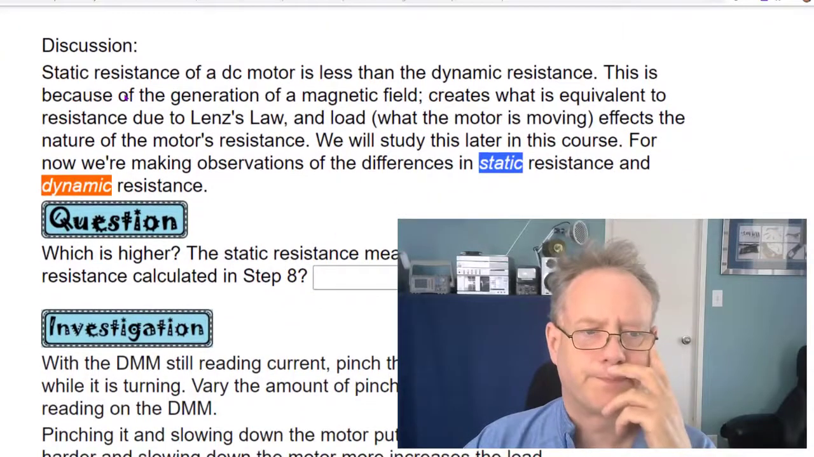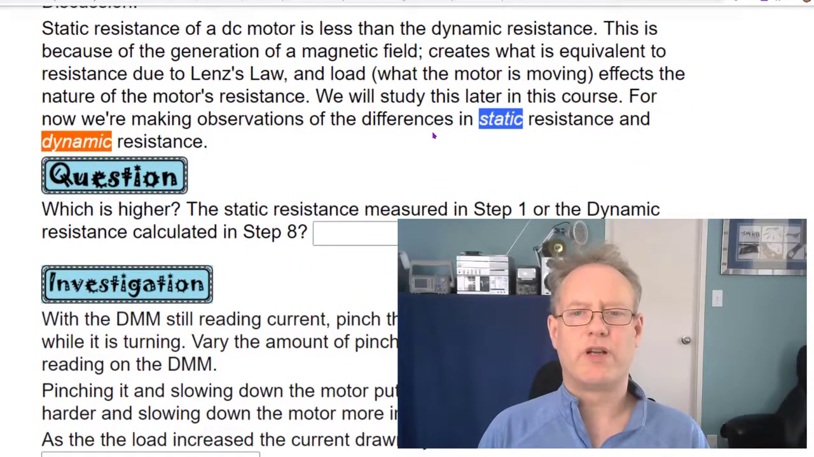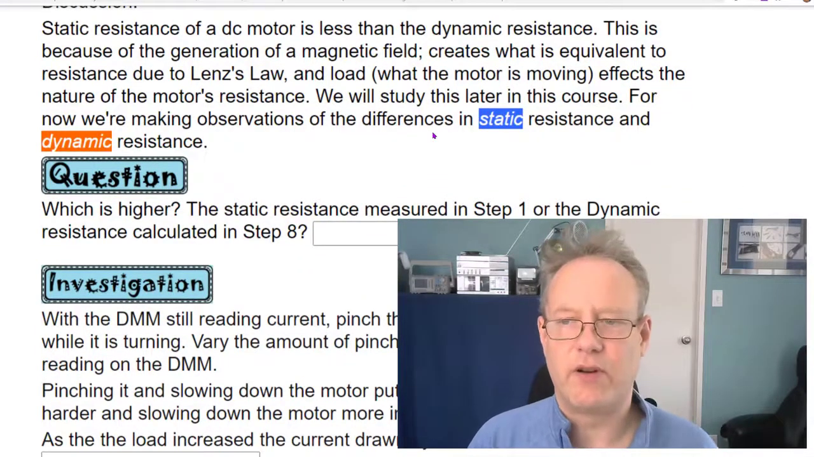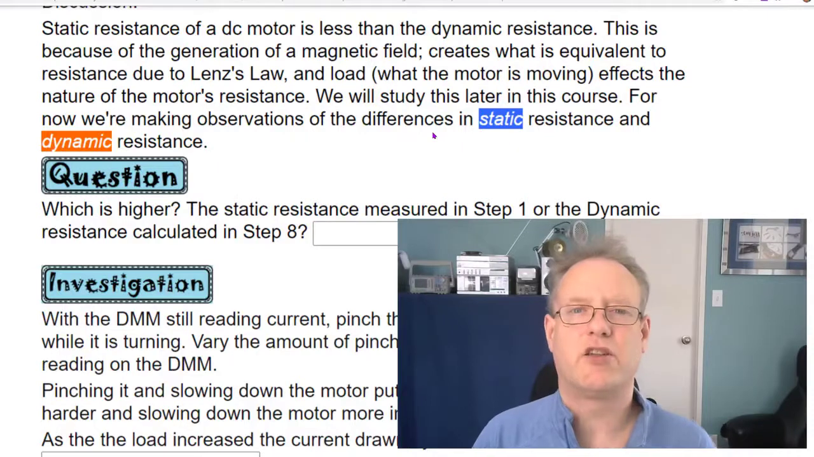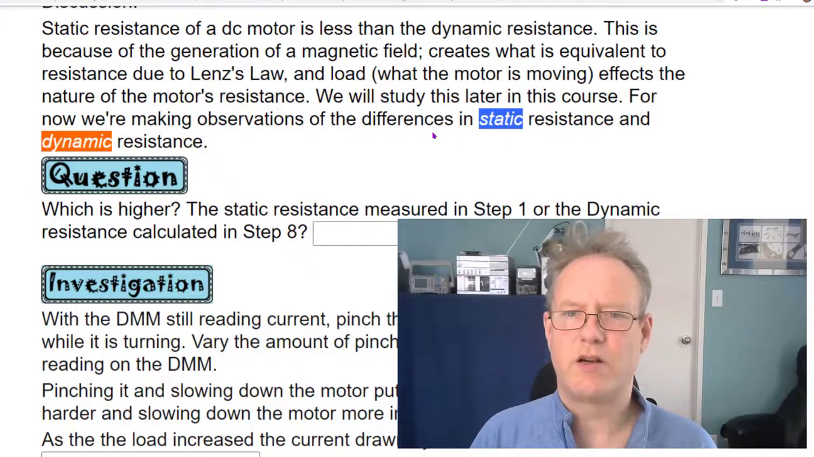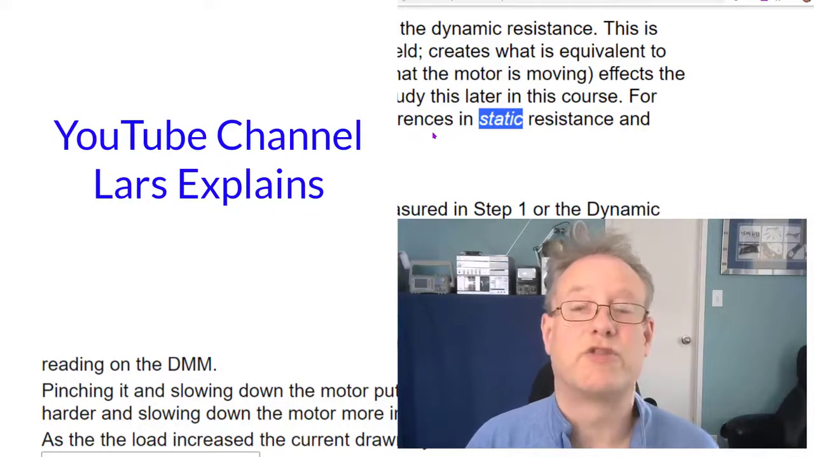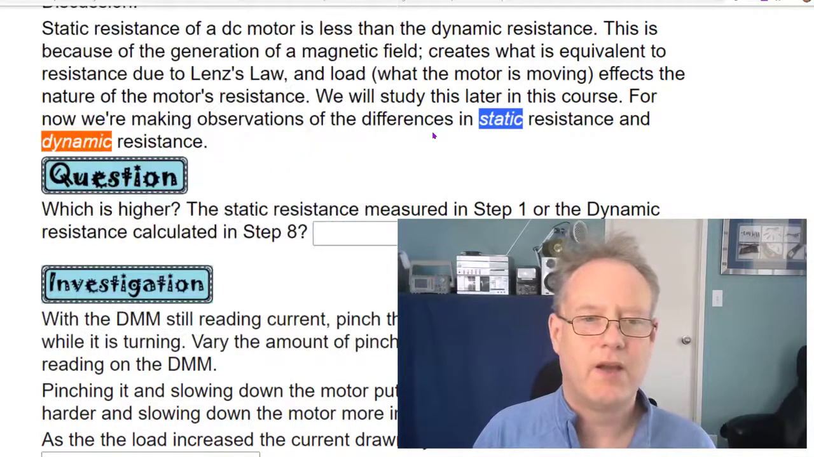What is this? Yeah, this is really cool. So the static resistance of the motor is less than the dynamic resistance. I gave it away. This is because the generation of magnetic field decreases with the equivalent, this is Lenz's law. Dude, go watch that video on Lenz's law. It's in Lars Explains. It's really cool. If you want to know about Lenz's law, it's really cool. We'll talk about it in depth. But the motor is moving. Yeah, okay, so it's cool.